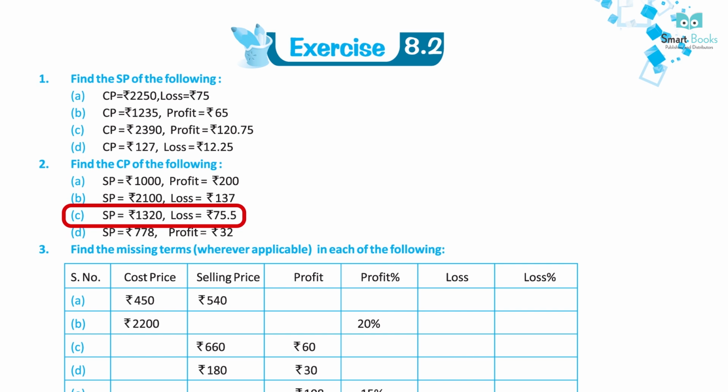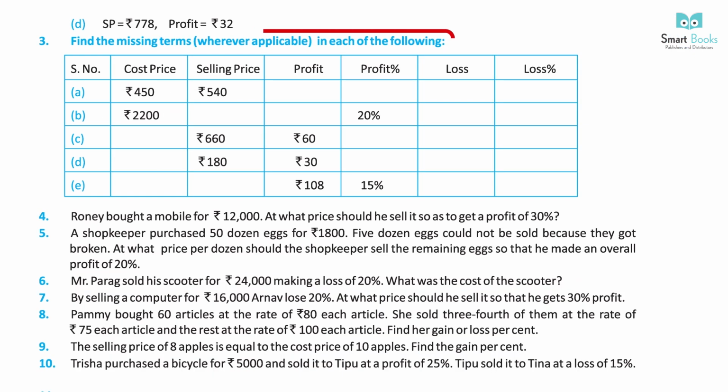1,320. Loss is equal to rupees 75.5. Solution. Rupees 1,395.5. D. Selling price is equal to rupees 778. Profit is equal to rupees 32. Solution. Rupees 746. Question 3.